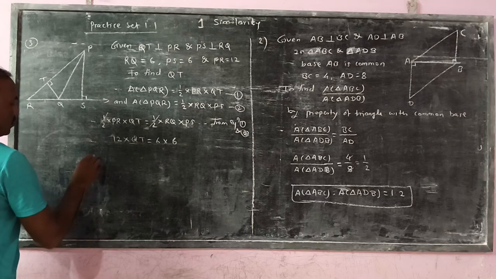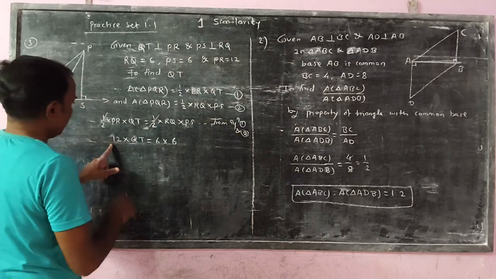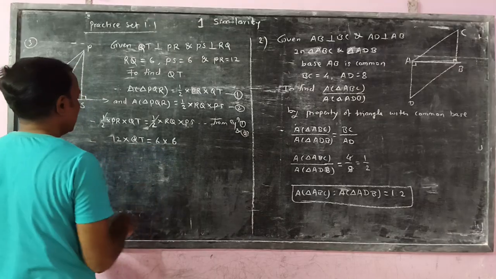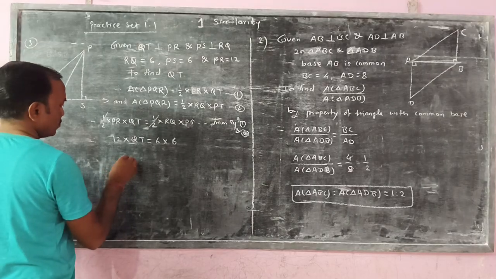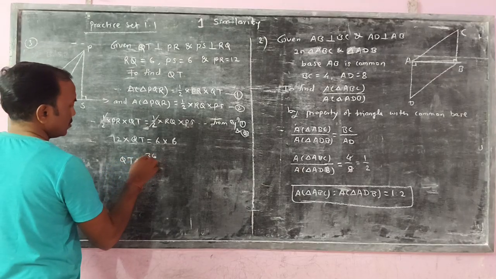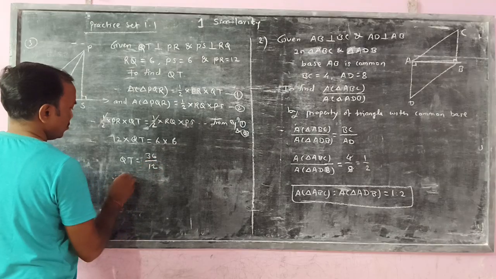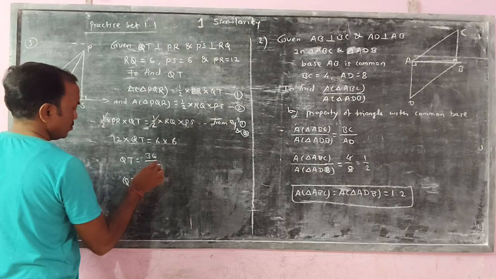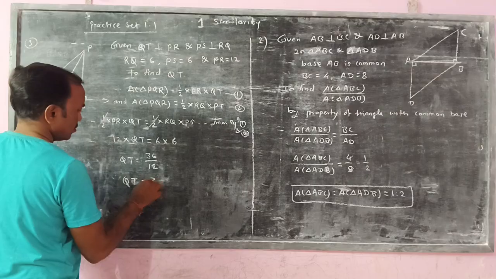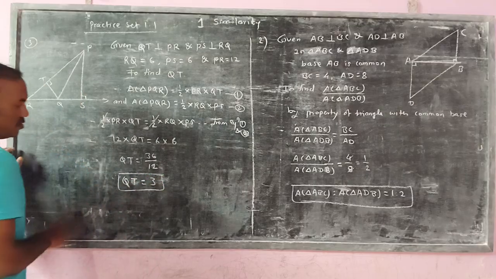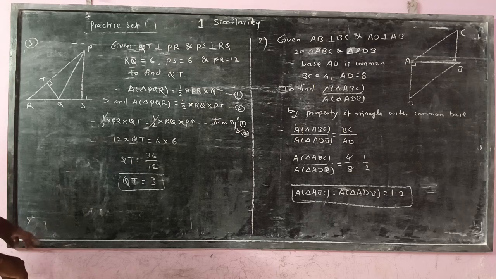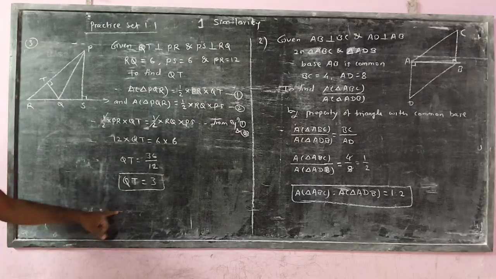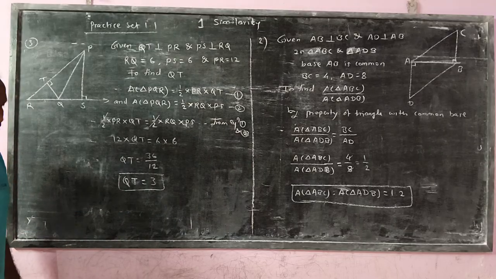Now 12 into QT equals 6 into 6. Now QT equals 36 by 12. Therefore QT equals 3. 12 threes are 36 units. So our final answer is that QT equals 3.